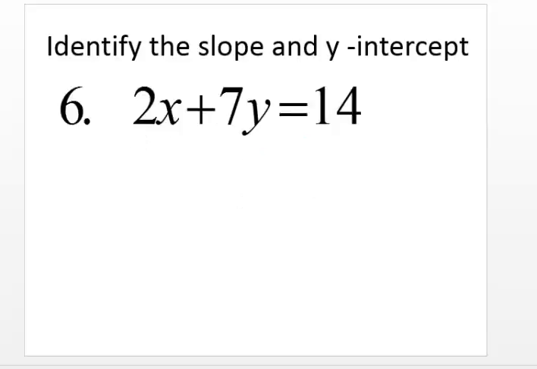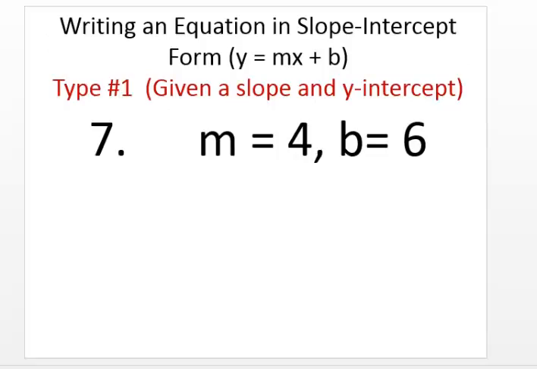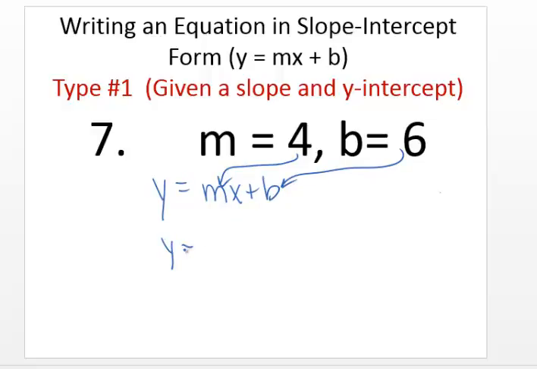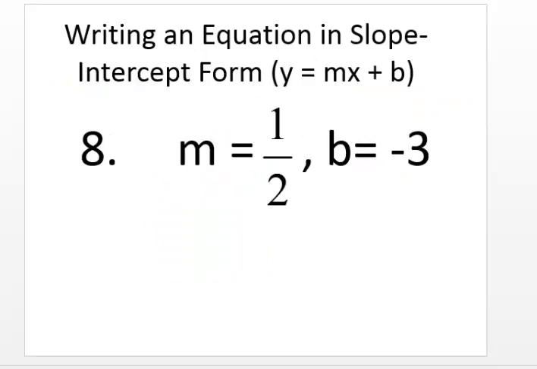Moving on to some other examples here. When we're writing an equation in slope-intercept form, our final answer is going to be y equals mx plus b. So these are very simple problems because they give me the m and the b. So I'll have y equals my m, x plus b. All I have to do is substitute in 4 and 6 for my final answer, 4x plus 6.